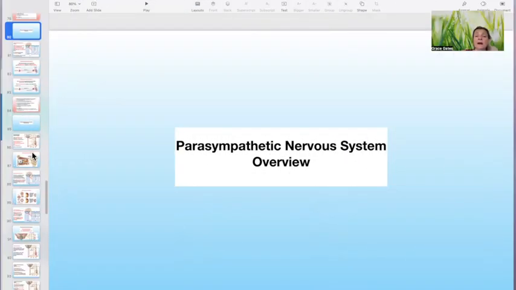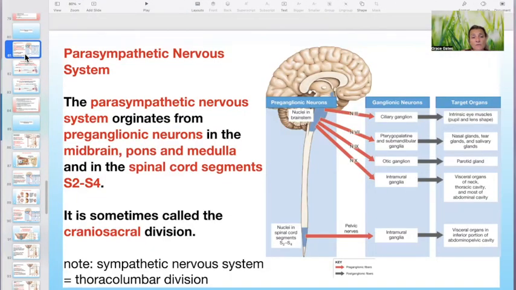Okay, now on to the parasympathetic nervous system. An overview. The parasympathetic nervous system originates from preganglionic neurons in the midbrain, pons, and medulla, and in the spinal cord segments S2, S3, and S4.